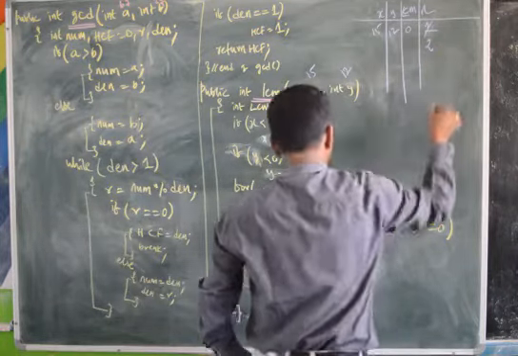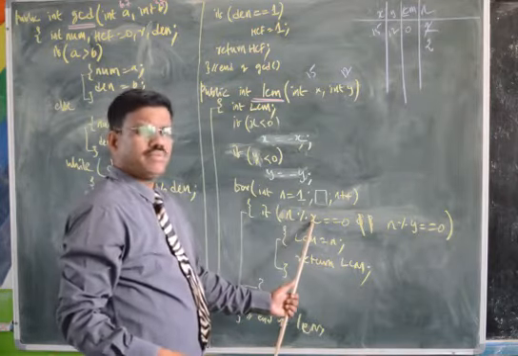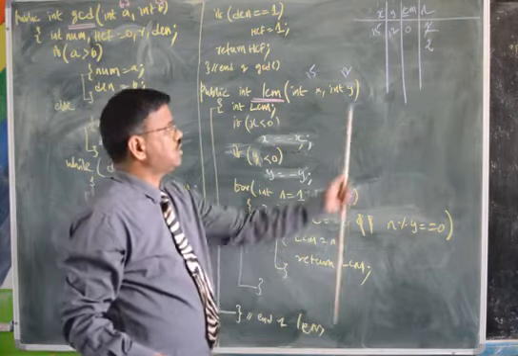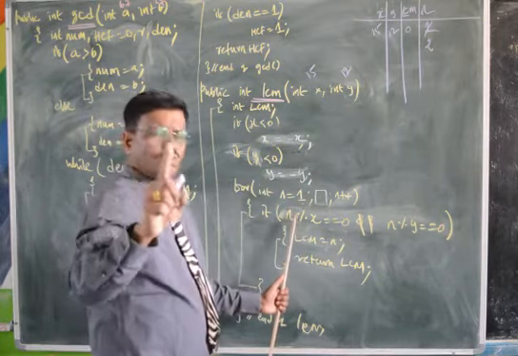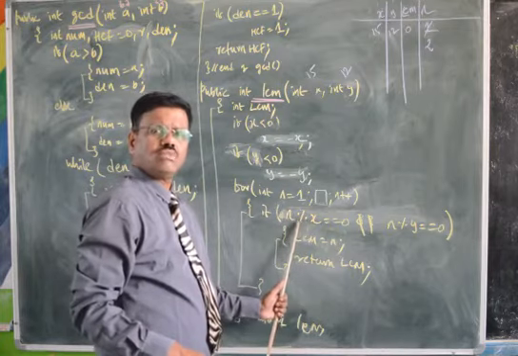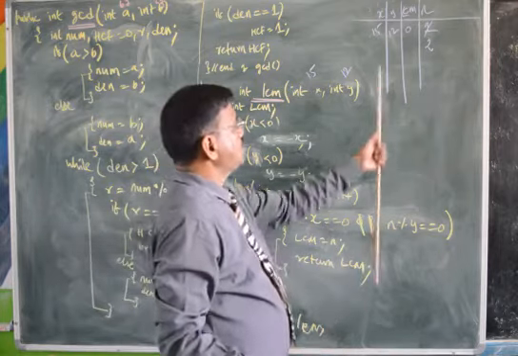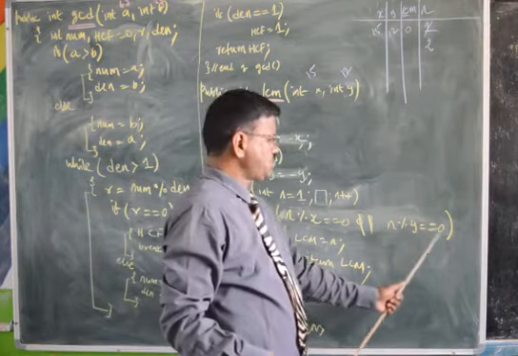N value will be 2. 2 mod 15 will be how much? 2. 2 and 0, are they the same? No. What is the y value? Y value is 12. 12 mod 2 will be 0. 0 and 0, are they the same?